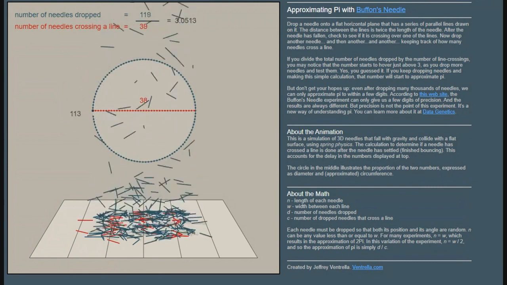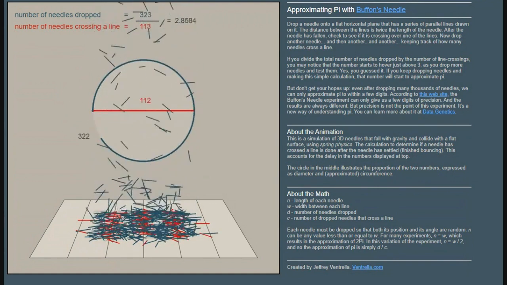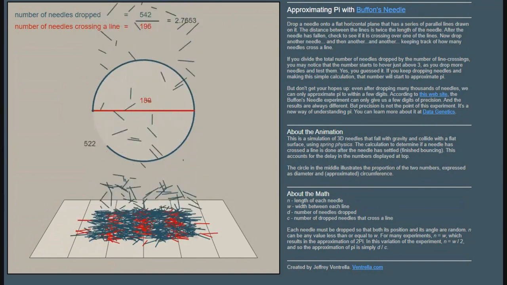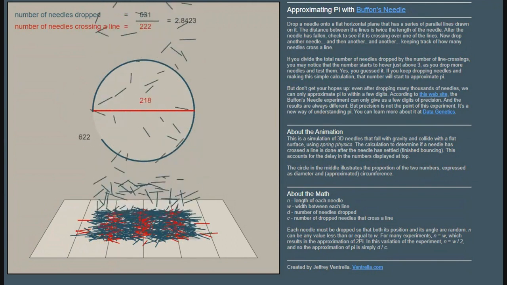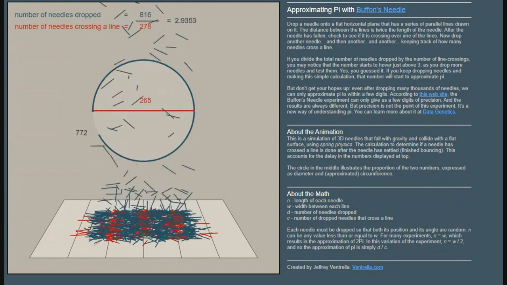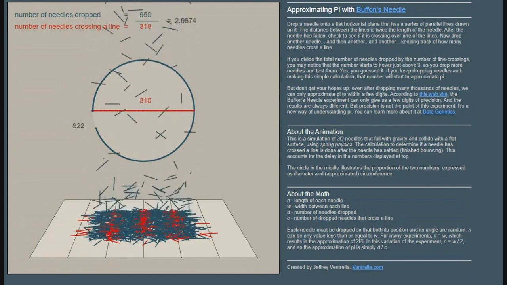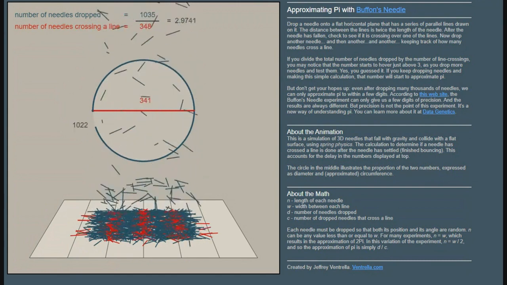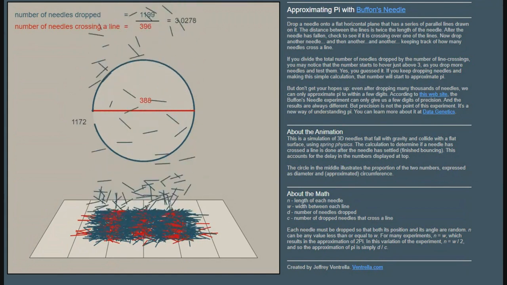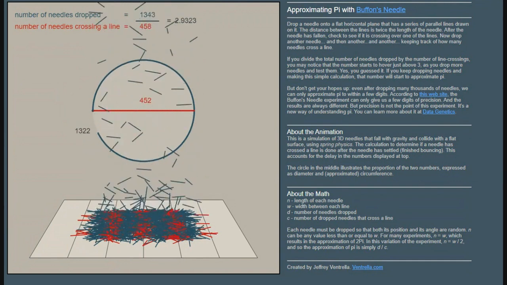Oh, now it's really dropping a lot on there. It's hanging around 2.8 right now. We're up over 500 dropped. 750 dropped. We're at 2.9. And it's just going and going here. Oh, now we're right at 3 after dropping 1,000. The number seems to be slowly getting a little bit larger. Nope, not back down to 2.9.